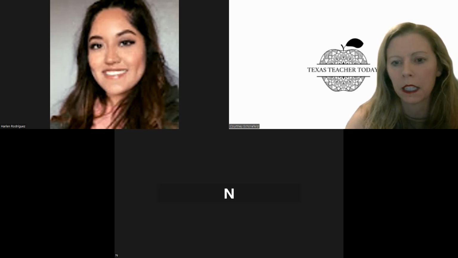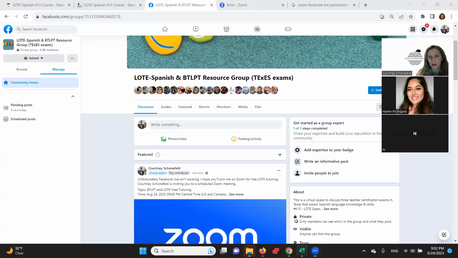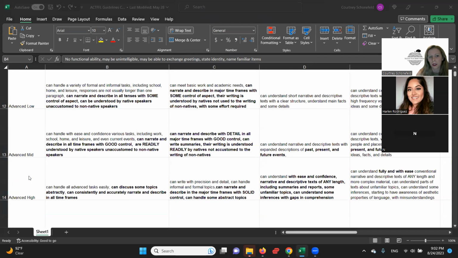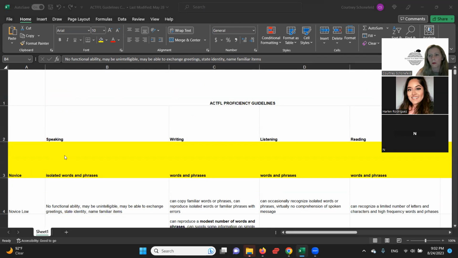So the ACTFL guidelines are the proficiency levels of students. There are lots of different levels, but on the test, you pretty much just need to know novice, intermediate, and advanced. There's also superior and distinguished, but I don't think that shows up on the test, so I don't cover that. It's good to go over the document in its entirety, but for test purposes, all you need is novice, intermediate, advanced. You have the different levels for speaking, writing, listening, reading, and this file is in my course.